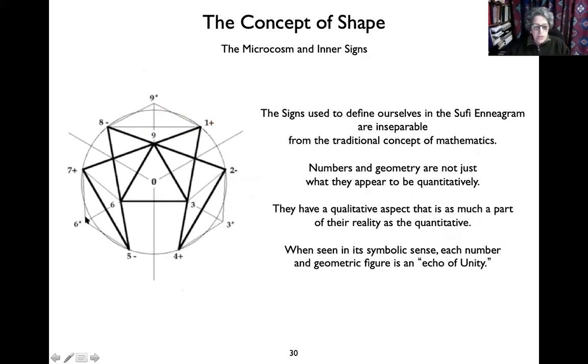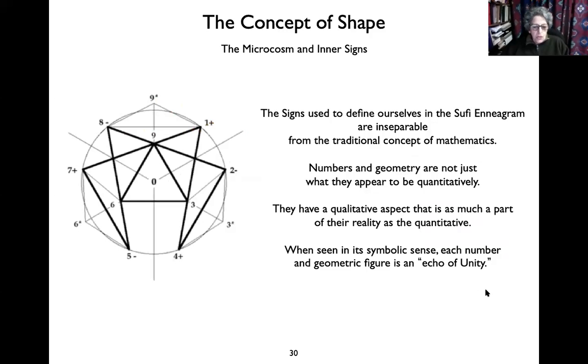So now we look at the human being as the microcosm and the inner signs, the signs that are within us, based on the Quranic verse that says, we will show them our signs upon the horizons and within themselves until it becomes clear to them that it is the truth. That's 41:53. The signs used to define ourselves in the Sufi Enneagram are inseparable from the traditional concept of mathematics. Numbers and geometry are not just what they appear to be quantitatively. They have a qualitative aspect that is as much a part of their reality as the quantitative. When seen in its symbolic sense, each number and geometric figure is an echo of unity.